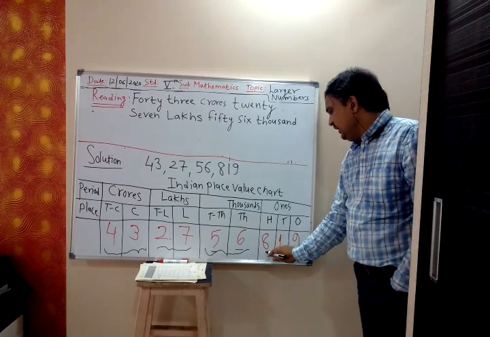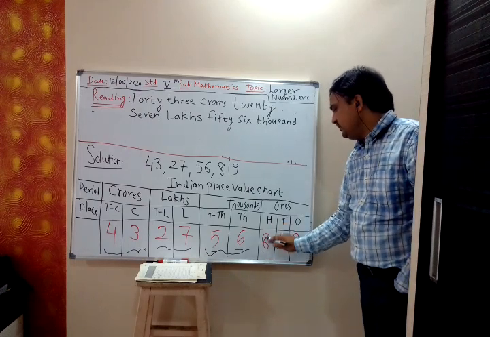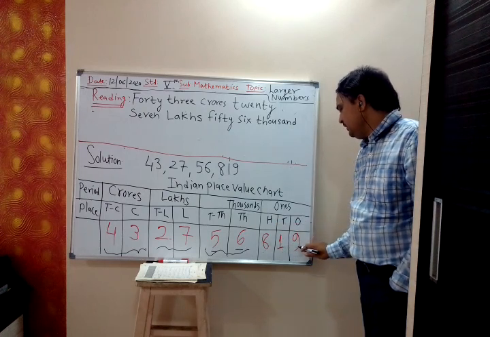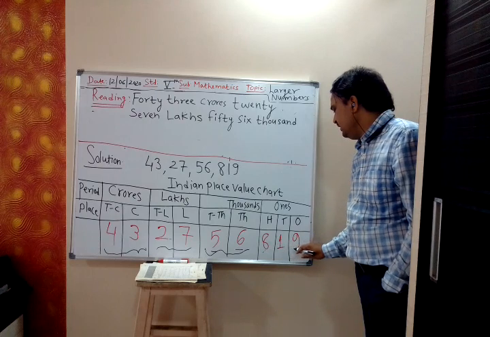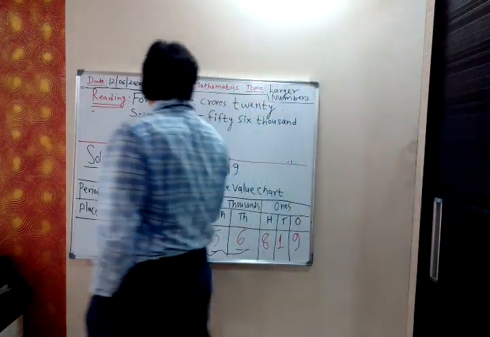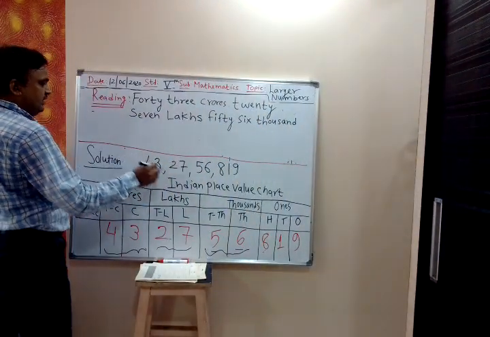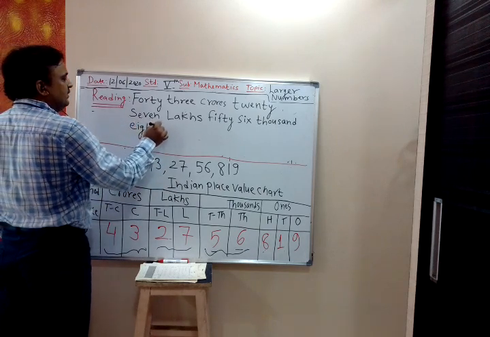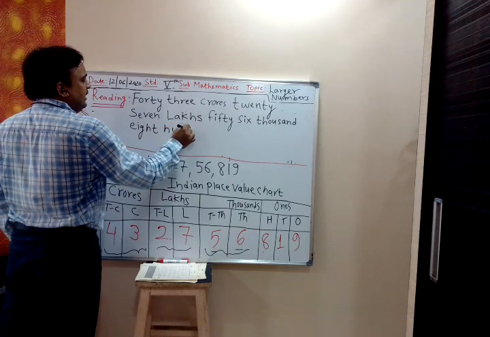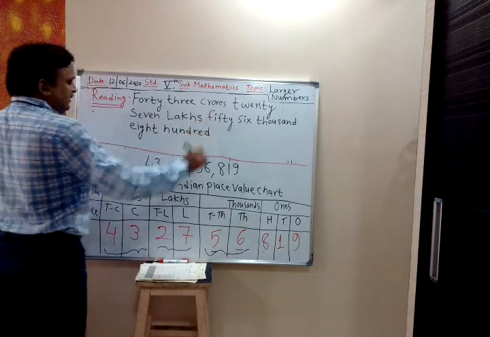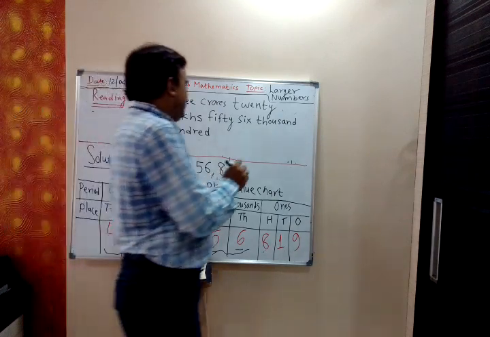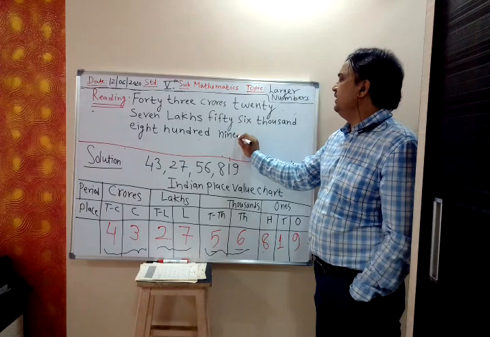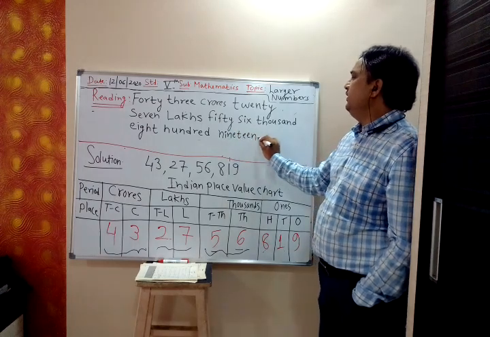Then 8 is at 100, so 800, and 1 is at 10, so 10, and 9, so 819. In this way we read the number.